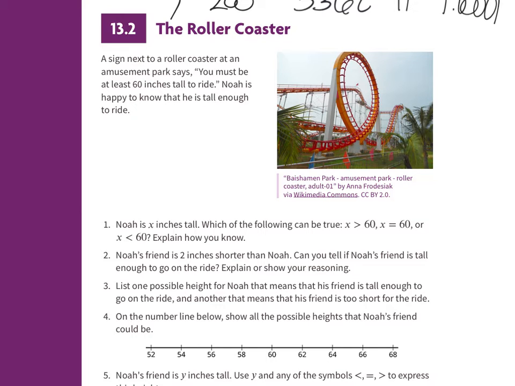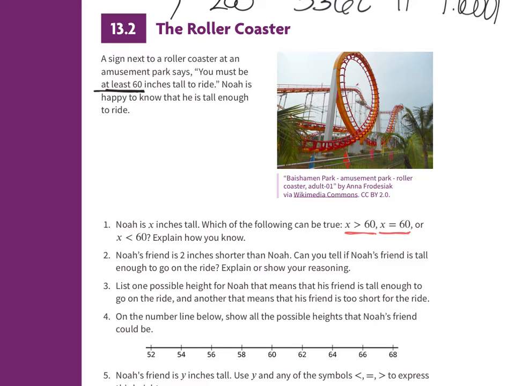Explain how you know. So if we look back at the problem, at least 60. So does that mean he can be exactly 60 inches tall? Yes, exactly 60 inches. So he can be 60 inches, or he can be taller than 60 inches, so greater than or equal to 60 inches.